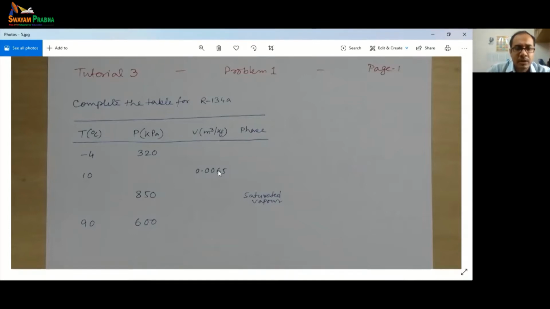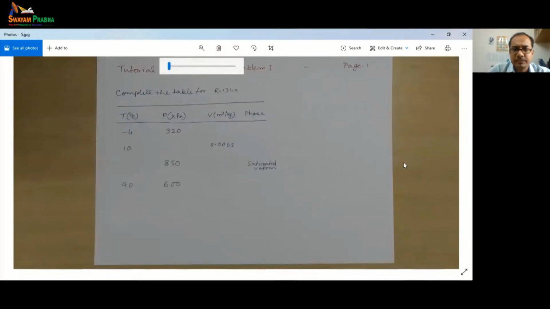Please follow the cursor carefully so that you can see which part of the table I am focusing on. First things first, the first row says that the refrigerant is at -4 degrees centigrade and the pressure is 320 kilopascal. We have to find the specific volume and the phase. So first we have to find the R134a table. Let's take that.